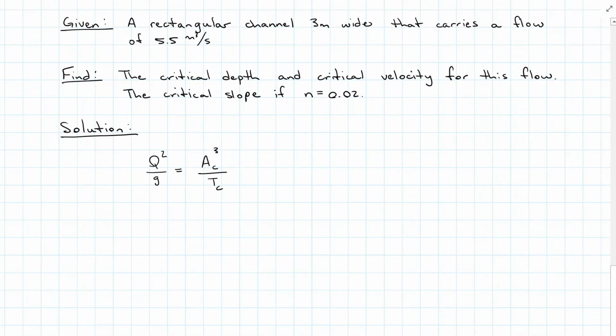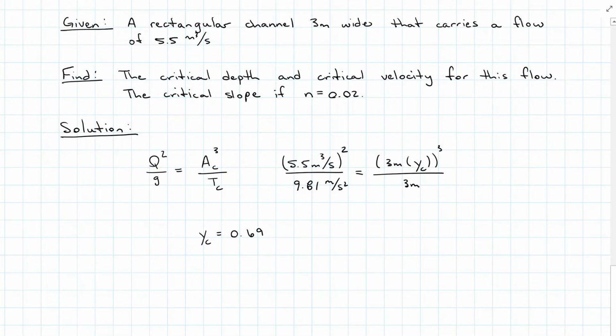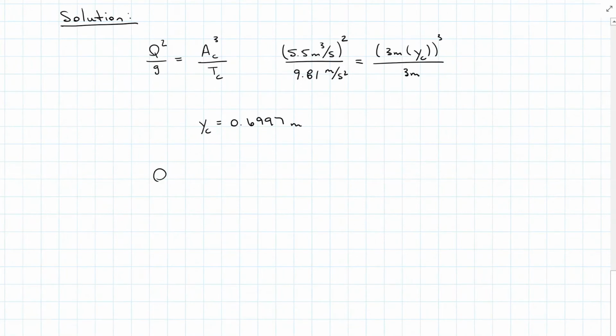So what do we have? Our flow rate of 5.5 meters cubed per second, squared, all over gravity, 9.81 meters per second squared, is equal to my area, so that's 3 meters times my critical depth Yc, cubed, all over the channel width of 3 meters. And solving for my critical depth, I get it to equal 0.6997 meters.